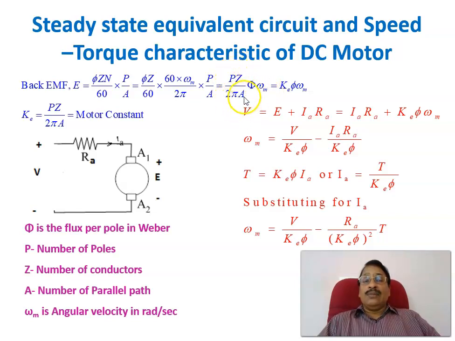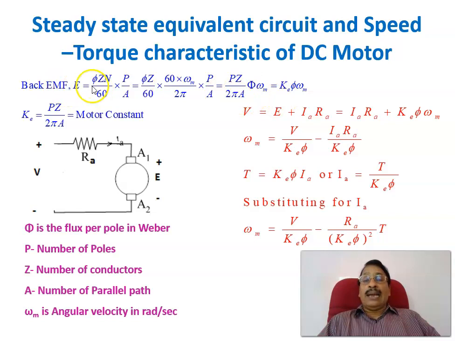This is a constant for a particular machine. Number of poles is constant, number of conductors is constant, number of parallel paths is constant. Therefore, as far as a machine is concerned, PZ divided by 2 pi A, that is a constant. That is called the motor constant, that into flux per pole into omega M.